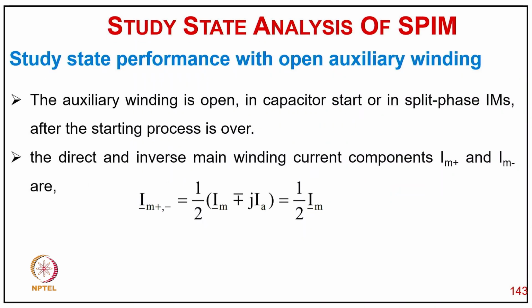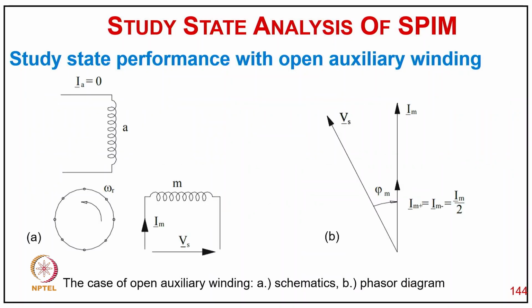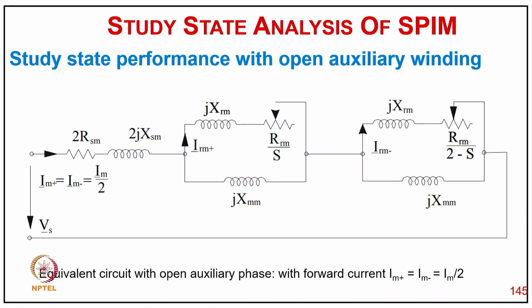So coming to steady state performance with the open auxiliary winding, the auxiliary winding is open in the capacitor start single phase induction motor and the starting process is over. The direct and inverse winding current components Im plus and Im minus are equal to half in bracket Im plus j Ie, and Im minus equal to half Im. You can see here the auxiliary winding current is 0 and the main winding current with the supply voltage, and the phasor diagram with the supply voltage and main winding current with angle phi m, where of course the current Im plus equal to Im minus equal to Im by 2, and you have the equivalent circuit here of steady state with the main winding circuit.